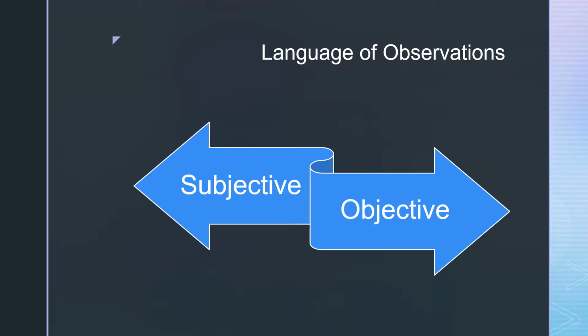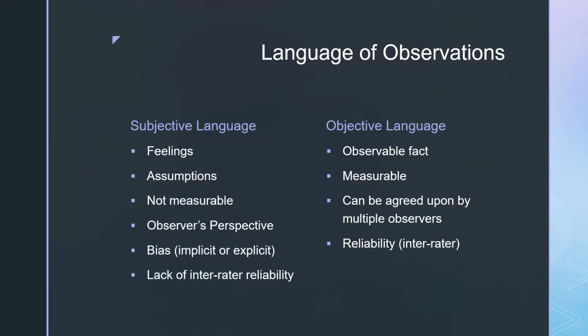Be that an observational assessment that is a standalone, like an anecdotal note or a running record, or an observation that's part of a larger assessment strategy. Either way, we are looking for objective language. So the difference between objective and subjective language.